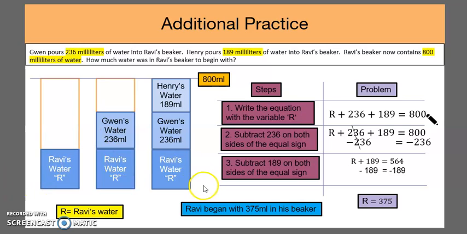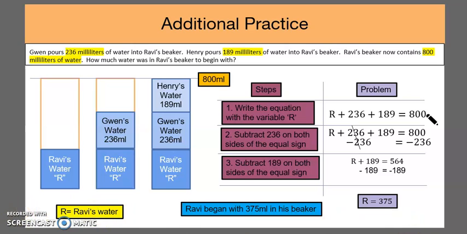Here, I wrote 3 stages. We know that in the beginning, Ravi had some amount of water in the beaker. Then Gwen put some water in the beaker, and then Henry put water in the beaker, resulting in, at the top of the beaker, 800 milliliters. Here we can say R is Ravi's water, so that we need to know how much Ravi started out with. And here's the process, still using our steps, to work through the problem, and here's our solution.